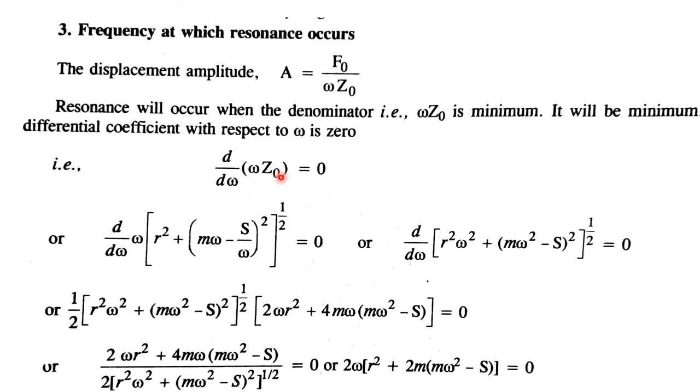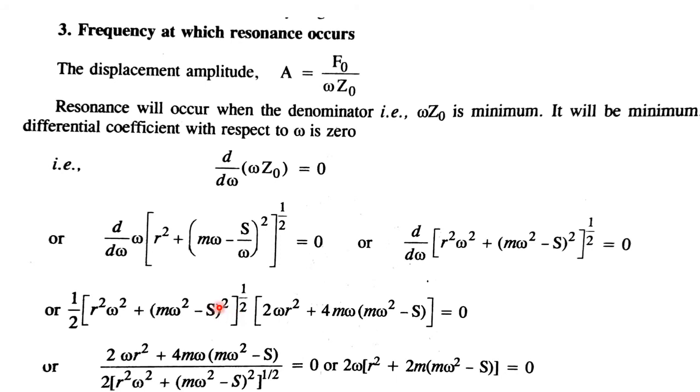It is omega into Z naught. We know the value of Z naught is this much. When I differentiate it, it will be d upon d omega of r square omega square plus, I have simplified this equation, m omega square minus s square whole raised to the power 1 upon 2. Now differentiate it. Naturally it will be 1 upon 2 r square omega square.